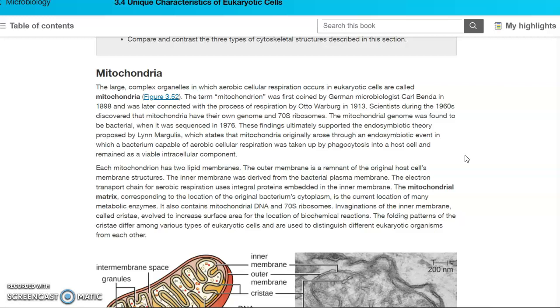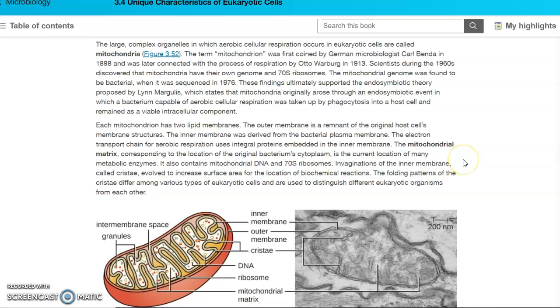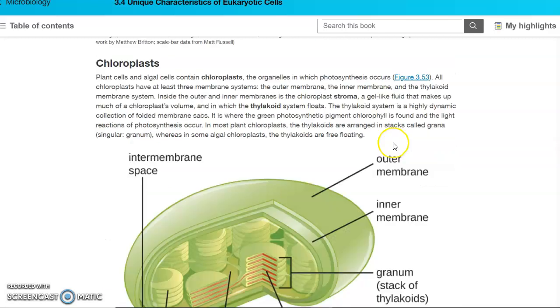The mitochondria is the powerhouse of the cell. This is where cellular respiration occurs, specifically aerobic cellular respiration. And so this is where we take sugar and use oxygen to produce ATP. We'll talk more about the process of cellular respiration later on in the semester.